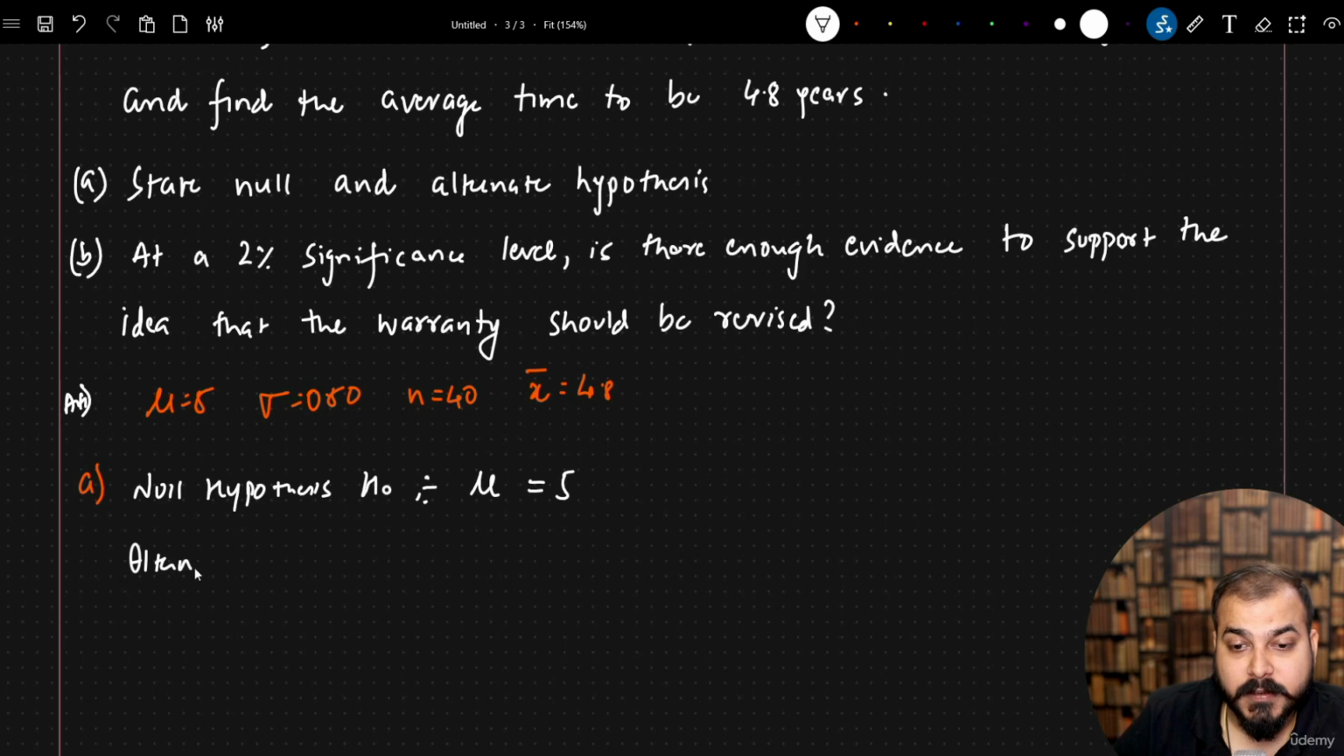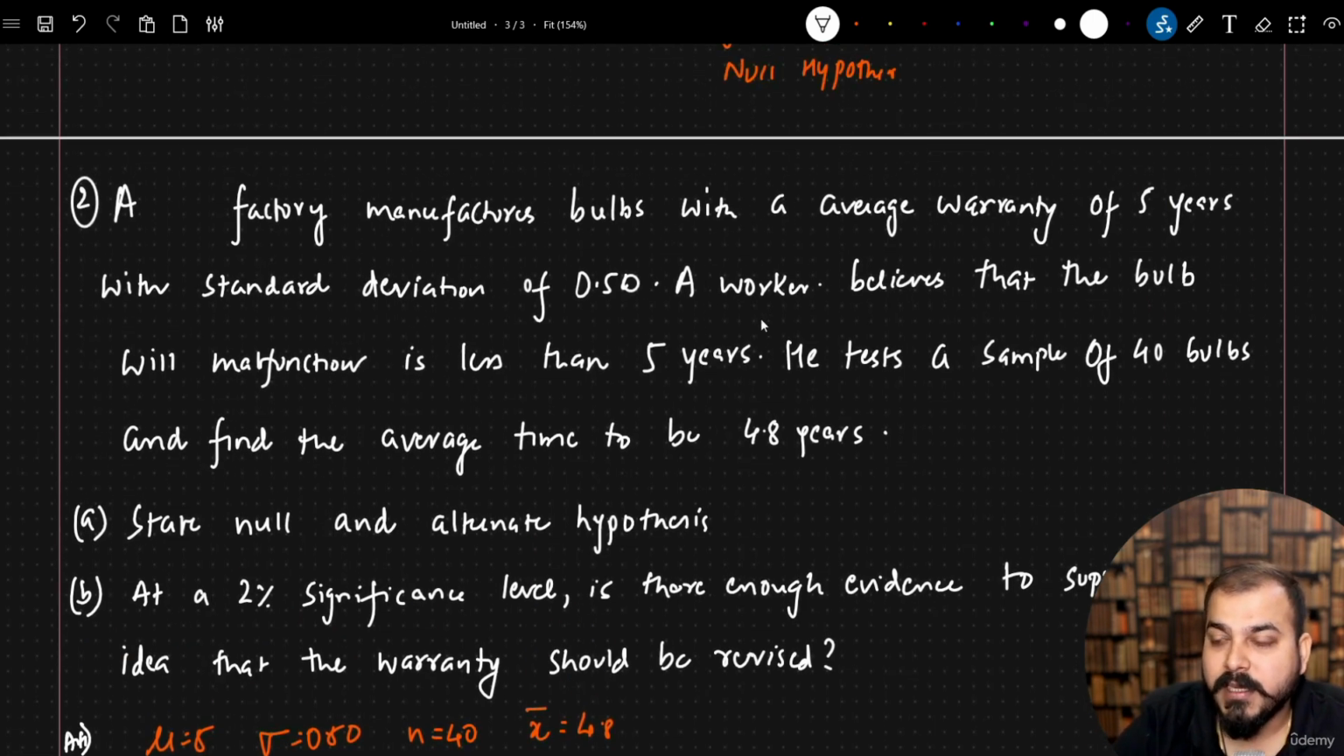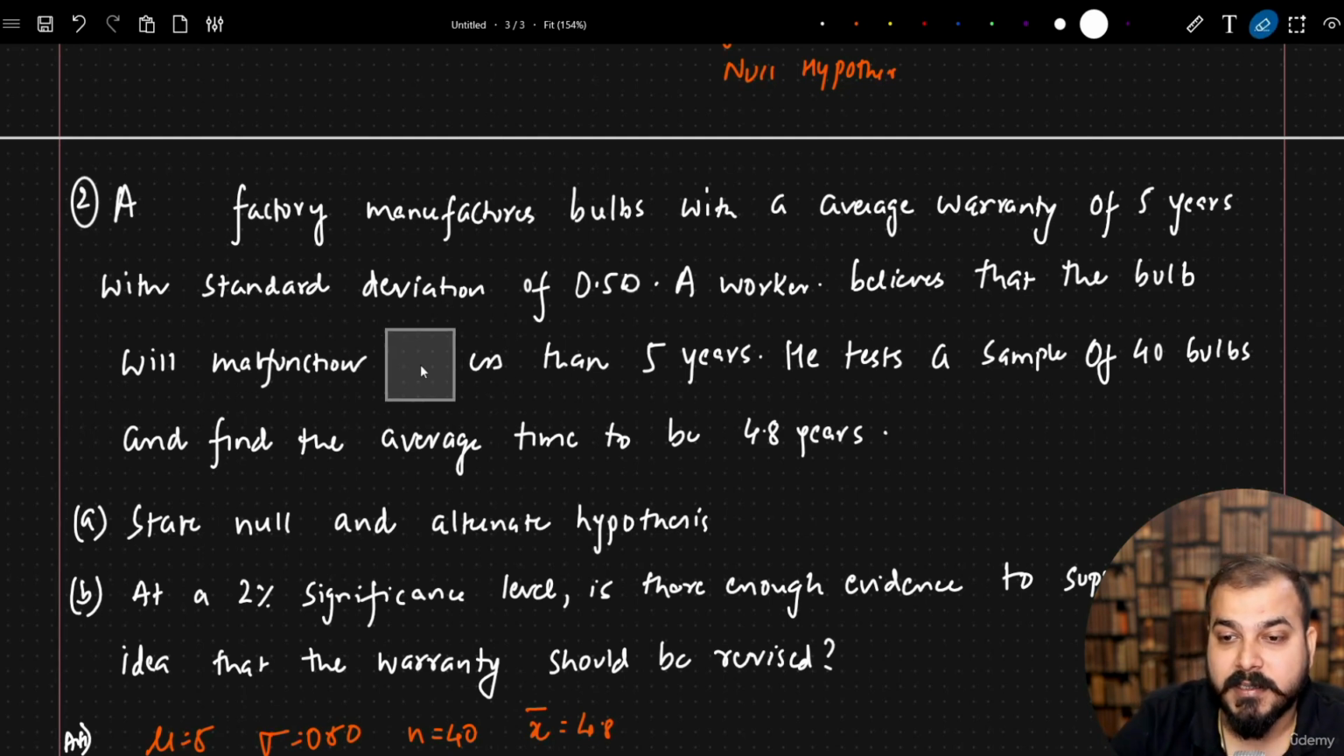What is my alternate hypothesis? Now my alternate hypothesis depends on what the test is for. Over here, a worker believes that the bulb will malfunction in less than 5 years. I will write this as, in less than 5 years.